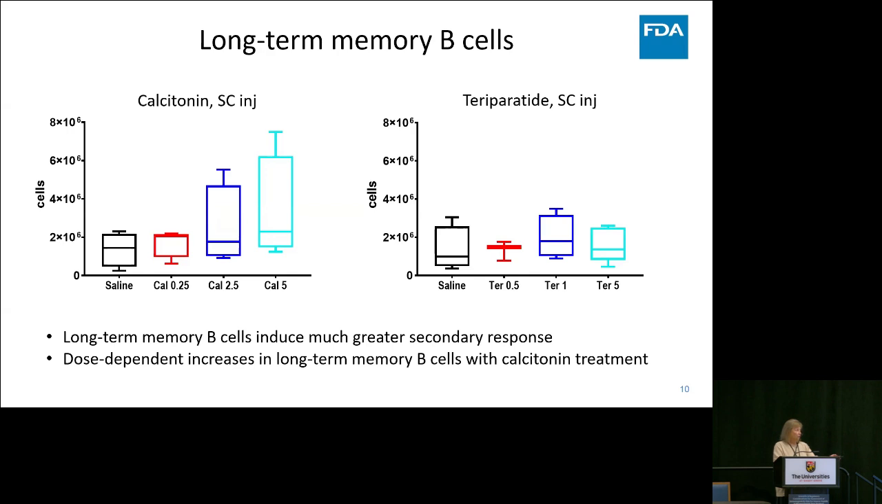These are long-term memory B cells, and we'll start with teriparatide. There is no difference between saline and teriparatide. And if you look at the calcitonin, again, the lowest dose is not different from saline, but we see this increasing trend again as we increase the dose. And the long-term memory B cells are the ones that are going to give you a greater secondary response.